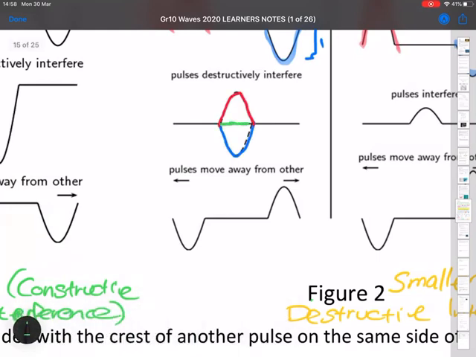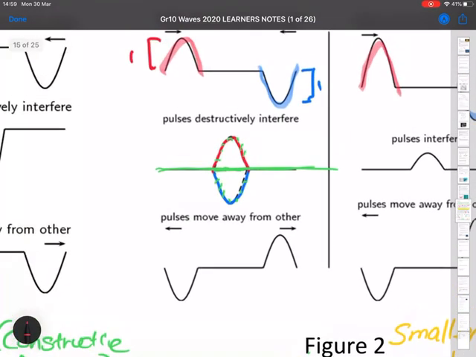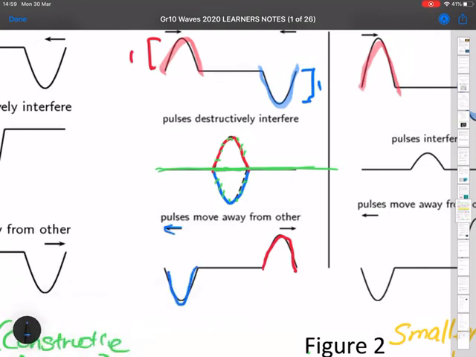Over here, they combine and flatten out. That's why this red is done as a dashed line, and the blue is done as a dashed line, so that that's where they would be. But because they cancel out, you just get one flat line. This diagram on the bottom is what happens afterwards. So afterwards, the red continues as it was going before the interference, and the blue continues as it was before the interference.